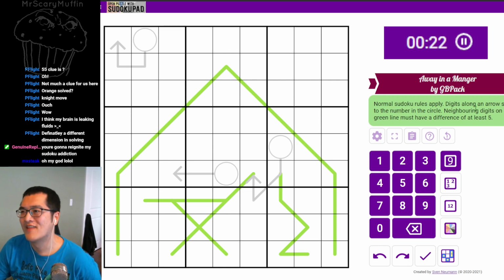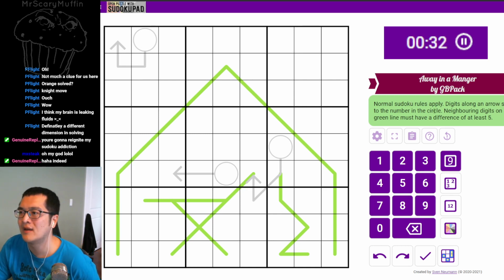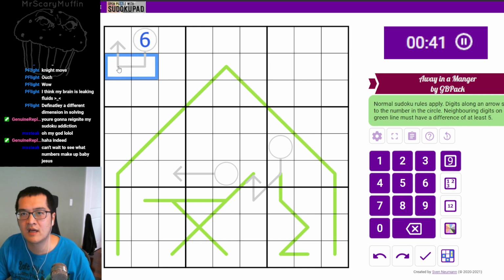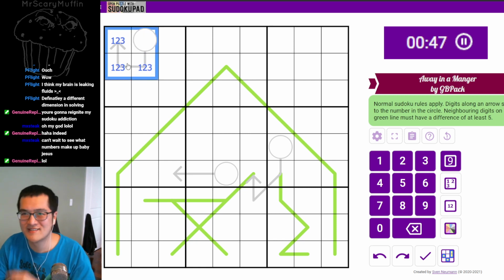All right, here we go. Normal Sudoku rules apply. They sometimes don't apply, which is actually chaos, but usually we're doing Sudoku, right? So normal Sudoku rules apply. Digits along an arrow, like this, sum up to the number in a circle. So for example, if this was a 6, then these would have to be 1, 2, and 3 in some order. You want to see what numbers make up baby Jesus?